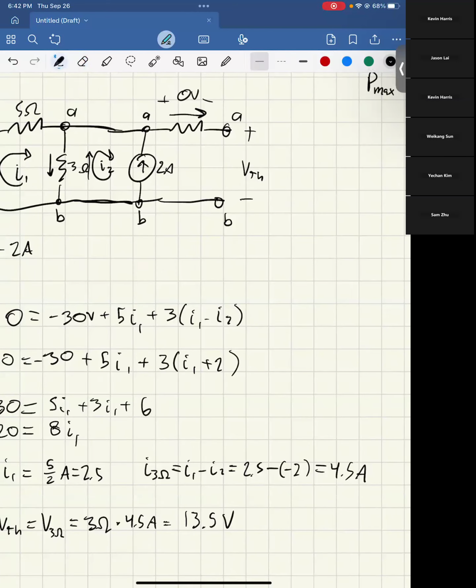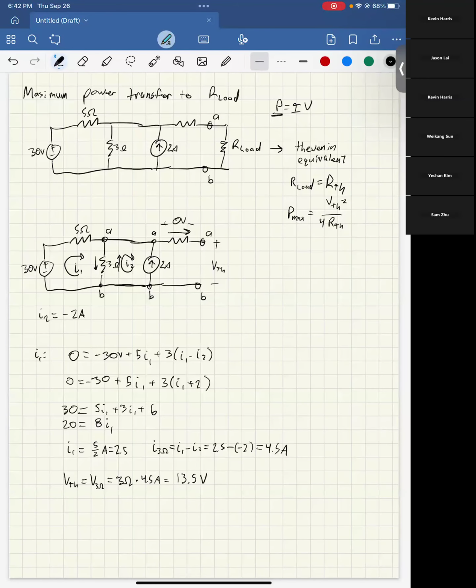Oopsies. Oh, why is the power V squared over 4R? I'll get to that and explain it in a sec. You can either take it as a formula or I'll show you a little proof of it.